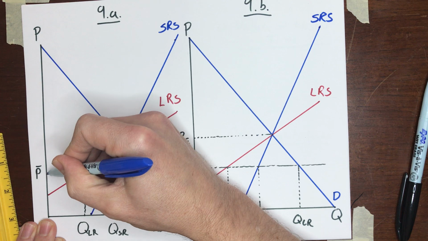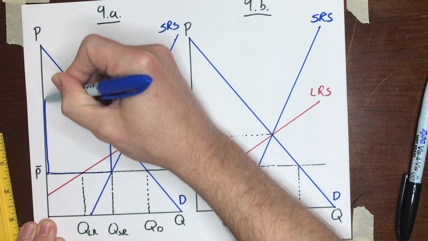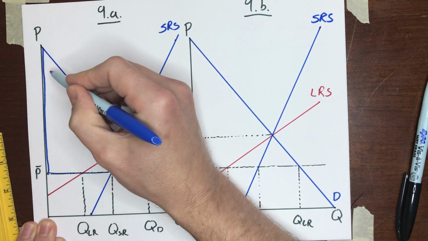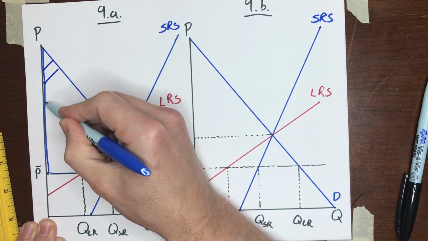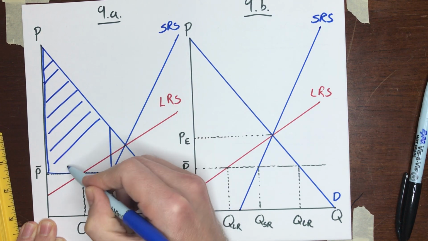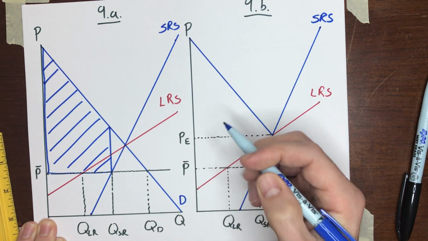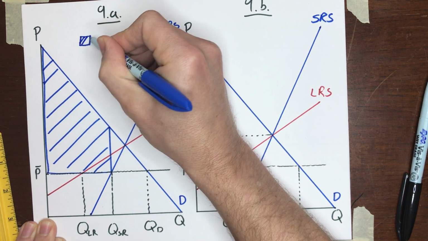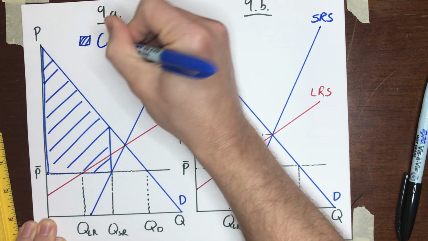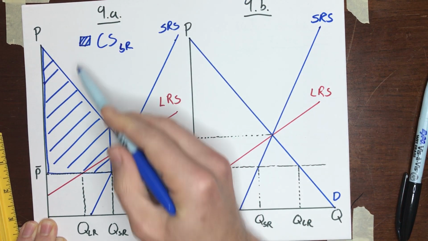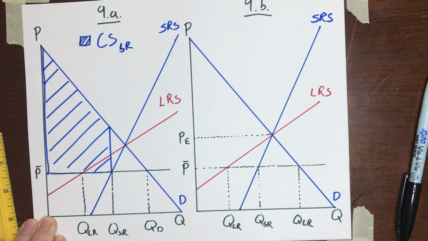Okay, so we can fill in this area right here, and I'm going to shade this to make it a little bit more clear. So, as kind of a key on the right-hand side, we've got the consumer surplus in the short run is given by this shaded area right here.